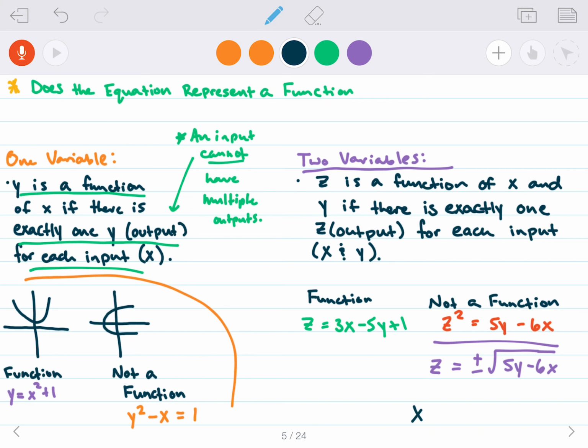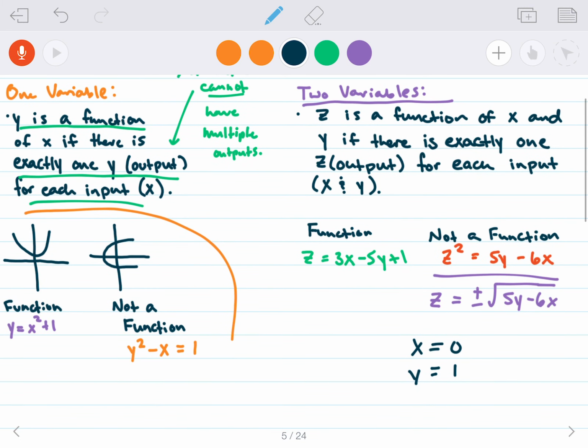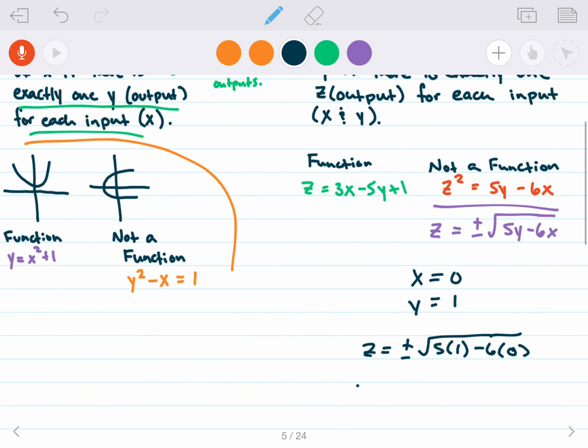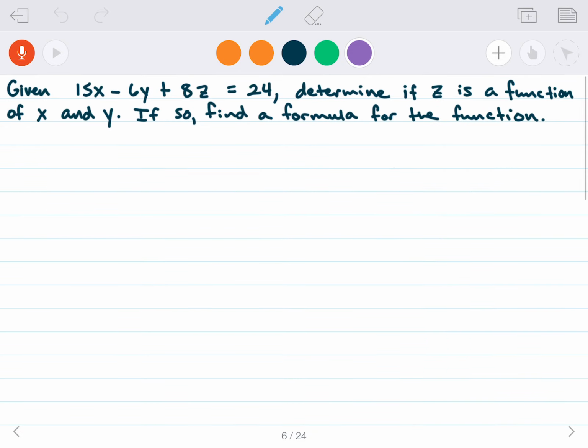if say x is 0 and y is 1, then we have z is equal to plus or minus the square root of 5 times 1 minus 6 times 0. And under the radical, that just becomes 5. So z is equal to plus or minus root 5. So we have 2 outputs. We have positive square root of 5 and negative square root of 5 for the inputs 0 and 1. So that can't happen. That's why that's not a function. So let's do some practice with this.